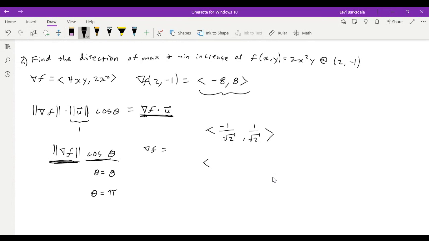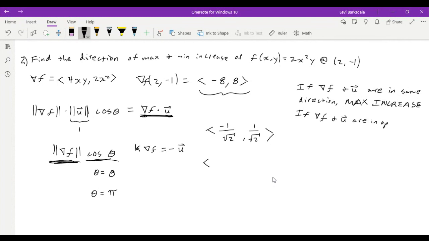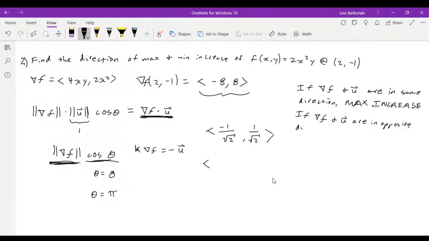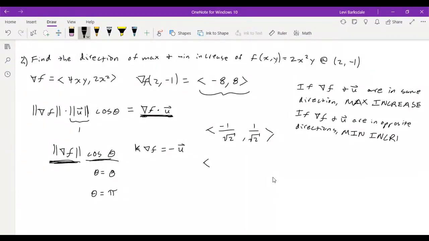We could write gradient f is equal to negative u. Well, not necessarily equal to, but some constant multiple. Basically, they point in opposite directions. I'll just note that down. If gradient of f and u are in the same direction, that is max increase. And if gradient of f and u are in opposite directions, that is minimum increase or maximum decrease.